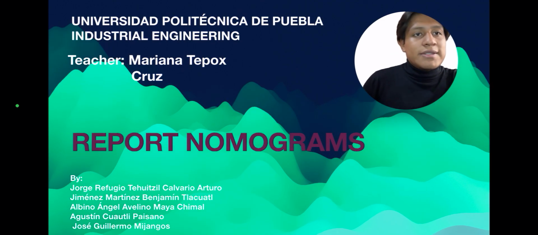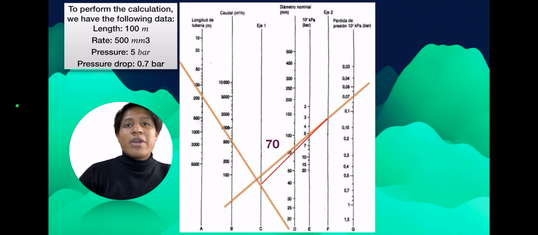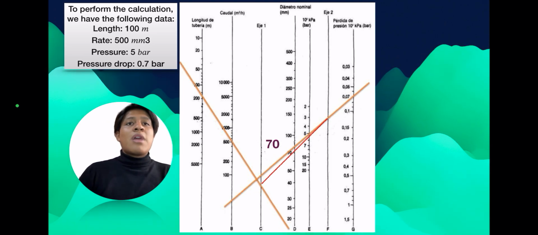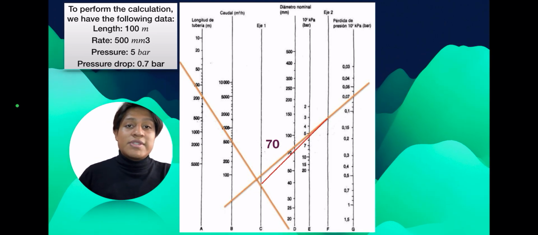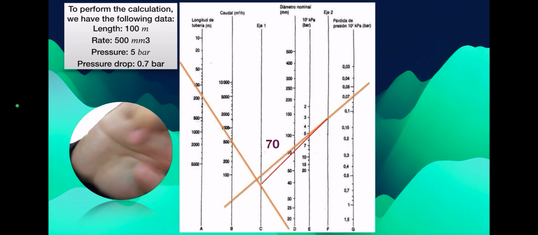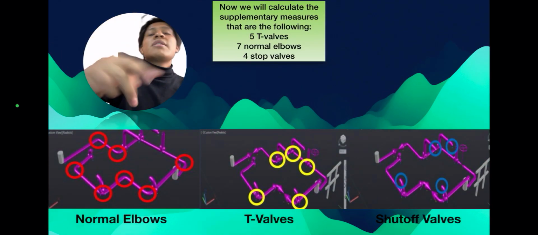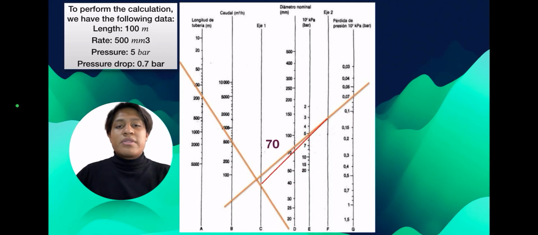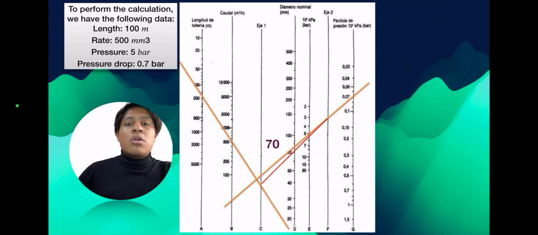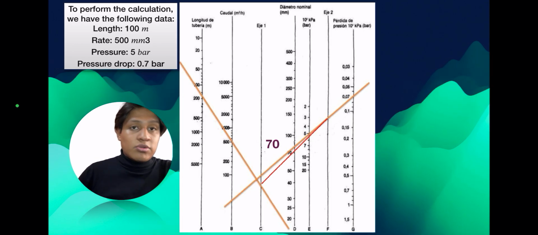So let's get started. Well, we have to perform the calculation. We have the following data. We design a pneumatic air distribution system. What does it mean? We put a diagram, that is it. There's all our design. We go to the last sheet. So we have our measures, that is length, rate, pressure, and pressure drop.